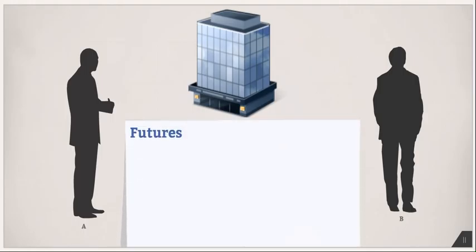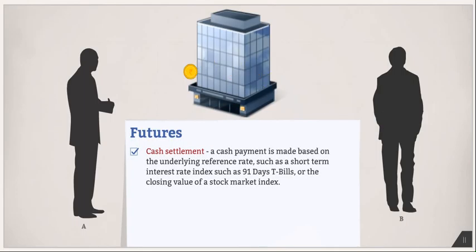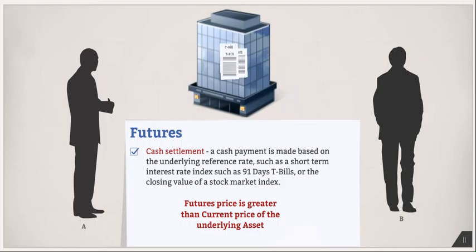Futures contracts can be settled in two ways. Physical delivery: the amount specified of the underlying asset of the contract is delivered by the seller of the contract to the exchange and by the exchange to the buyers of the contract. Cash settlement: a cash payment is made based on the underlying reference rate, such as a short-term interest rate index, such as 91-day T-bills, or the closing value of a stock market index.